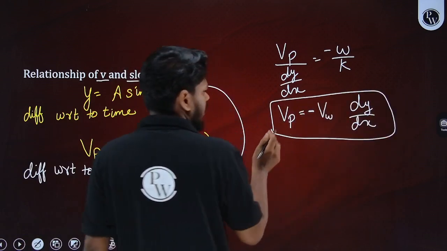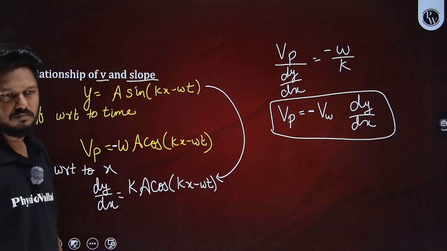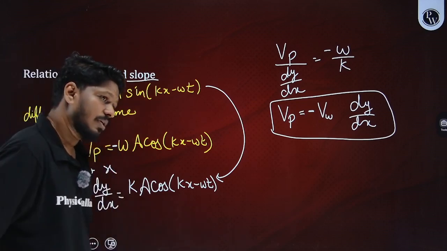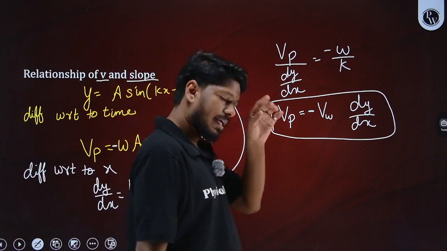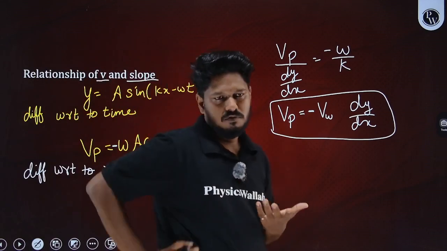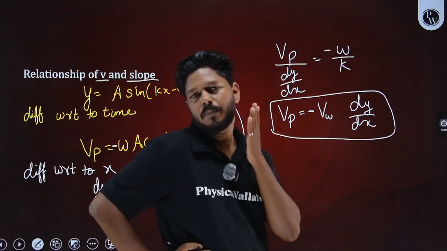Sir, what can we find from this? I can find the direction of velocity of the particle. Sir, the velocity of the particle is going up and down, up and down.